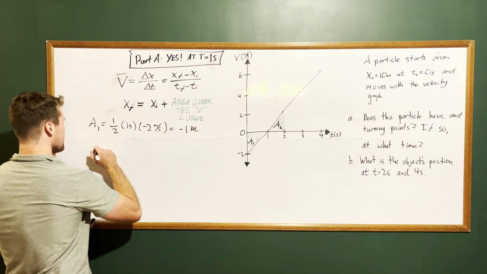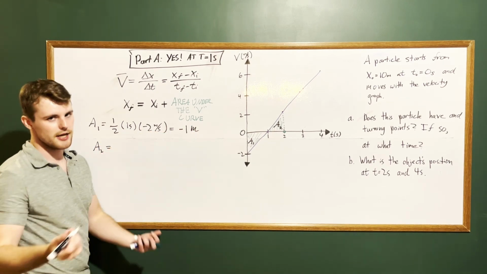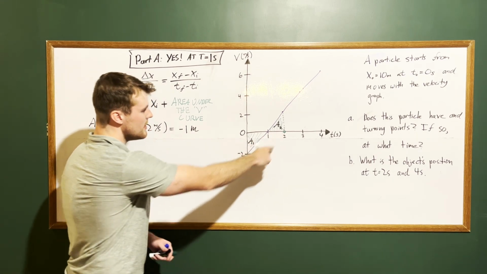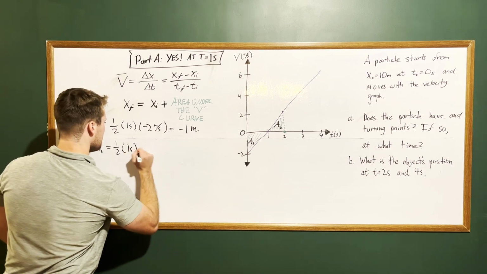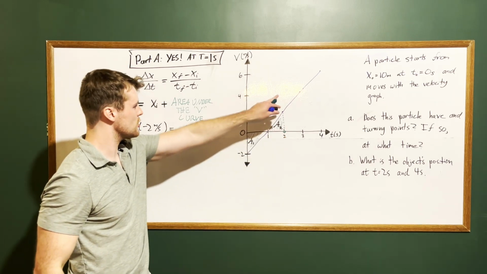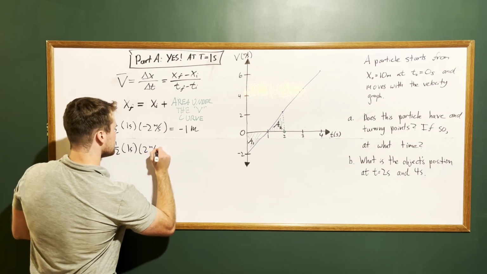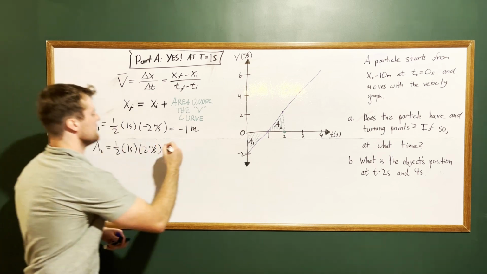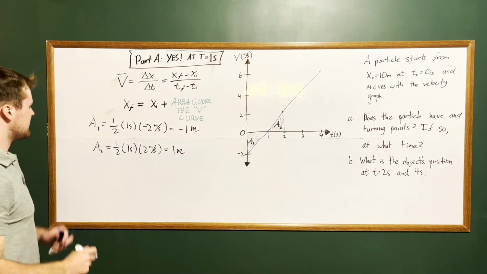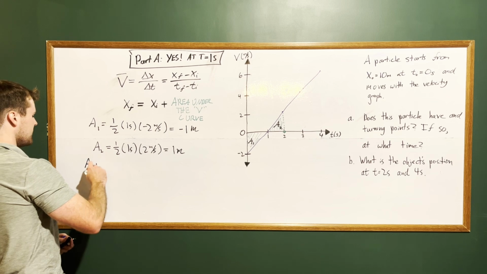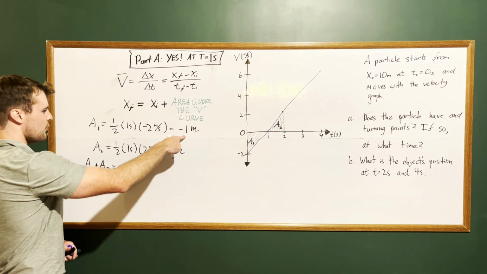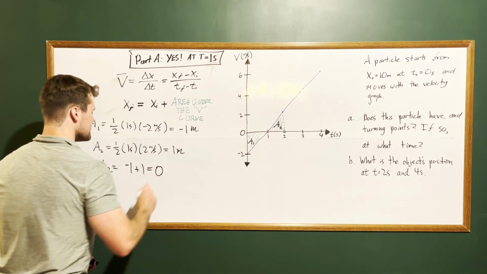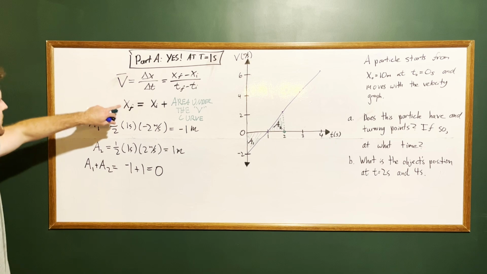So next, what's our A2? A2 is equal to the area of the triangle, 1/2 base, which in this case is just 1 to 2, which is just 1 second again, times the height, which is 2 meters per second, which is the same thing as this, except the -2 is just positive, so it's just 1 meter. So, adding these together, A1 plus A2 equals -1 plus 1, which of course equals 0.